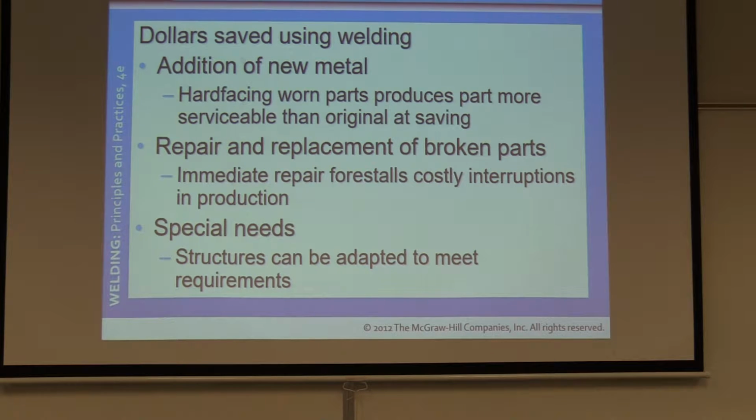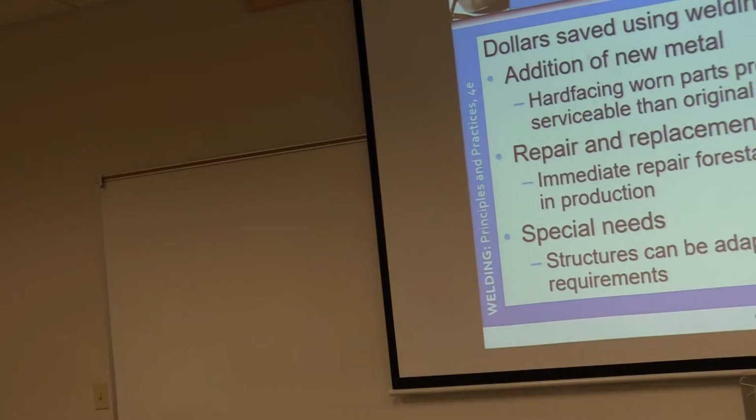Let's move on. Let's go to maintenance and repair. Chapter 2, right-hand column. I want you to read through that. Hundreds of companies save thousands of dollars by using welding for maintenance and repair, the addition of new metal, and repair and replacement of broken parts. Again, hard-facing worn parts produces parts more serviceable than the original, at a saving.